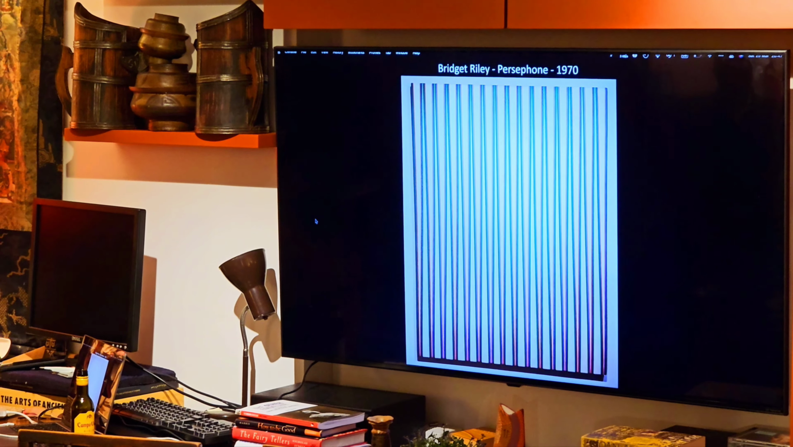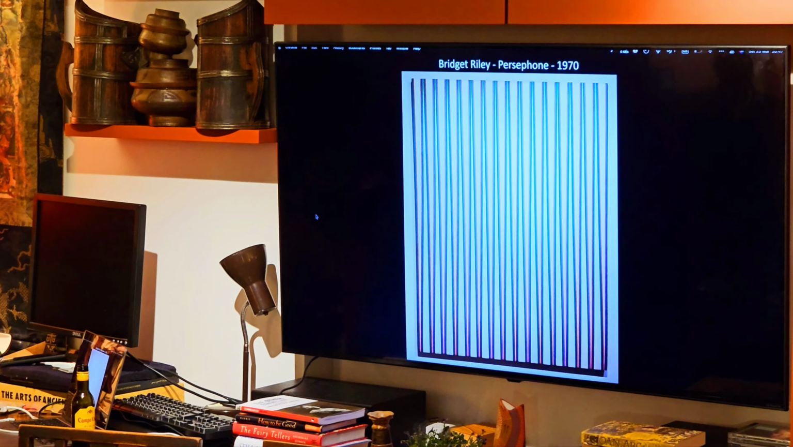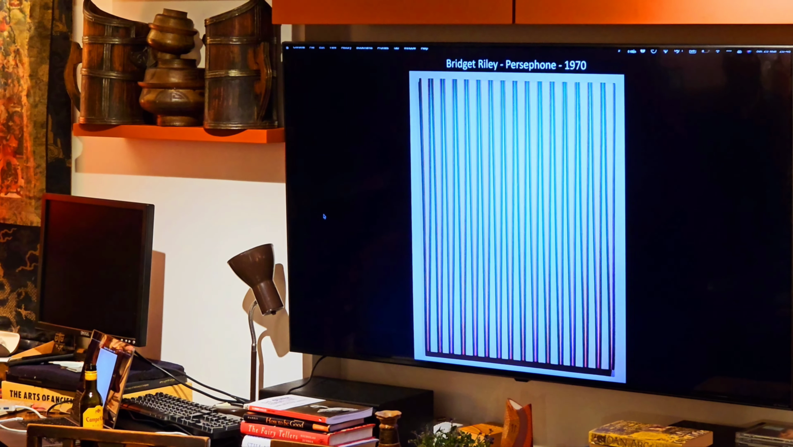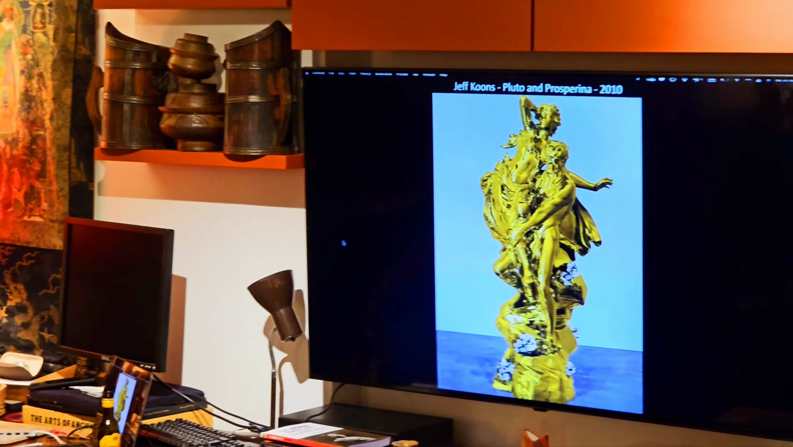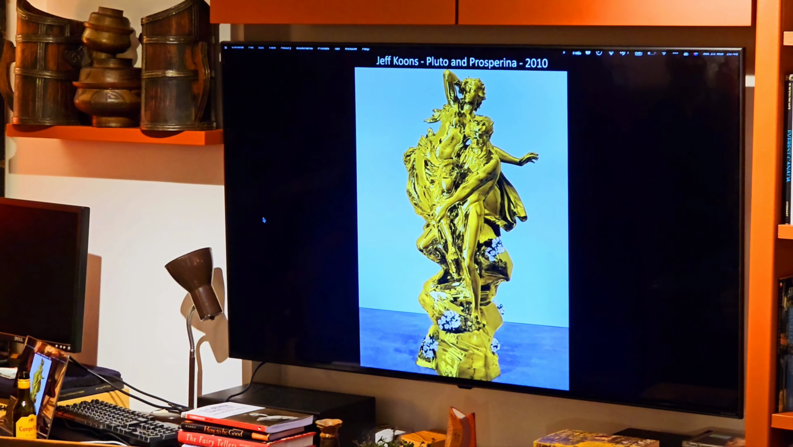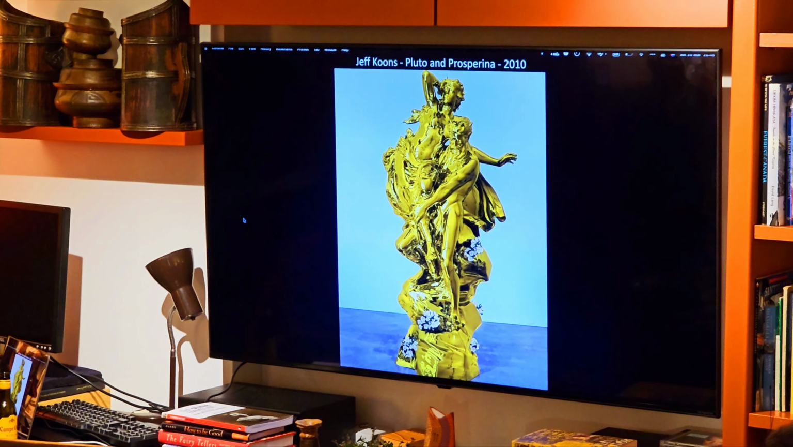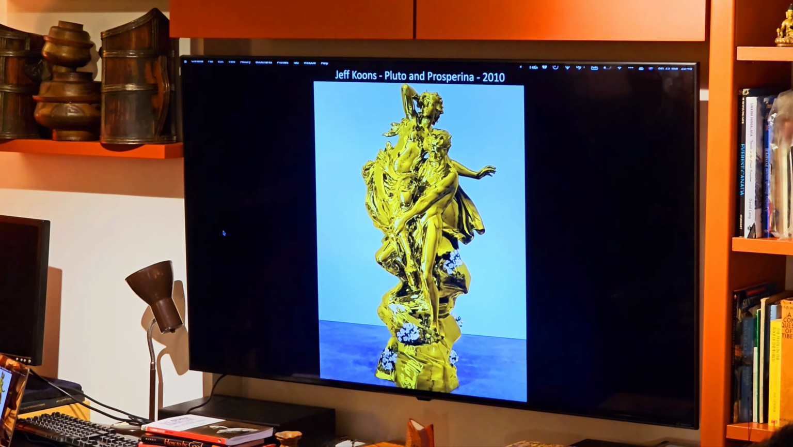And Bridget Riley, op art British artist. Her Persephone looks like that. That's the sort of art she did, so she decided that was what Persephone was. Very abstract. Very postmodern. Jeff Koons, famous for all sorts of rather garish work. Yeah, very understated.